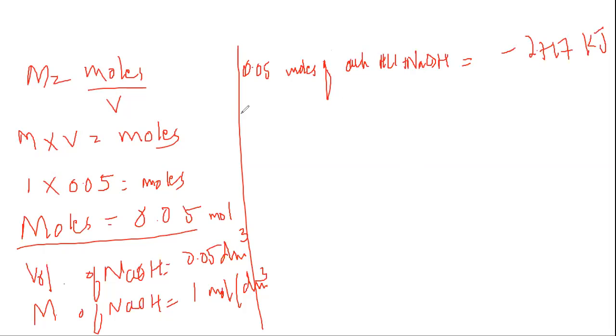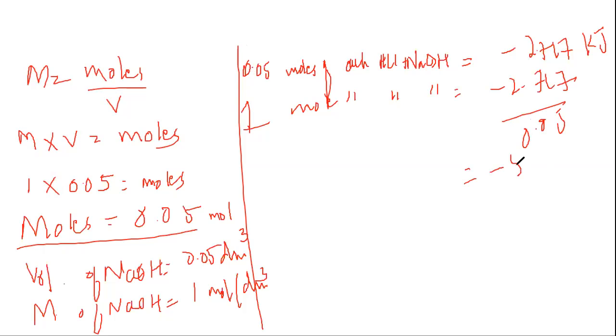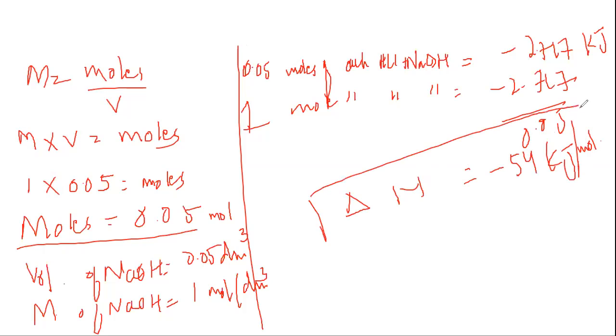If there is 1 mole of HCl and NaOH, then it will be equal to 2.717 divided by 0.05, because this value will be multiplied by the 1 and divided by this term. So no need to write 1. So it will be equal to minus 54 kilojoules per mole. This is the answer. This is the enthalpy change for 1 mole.